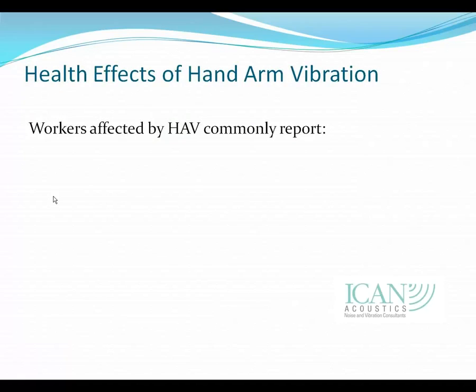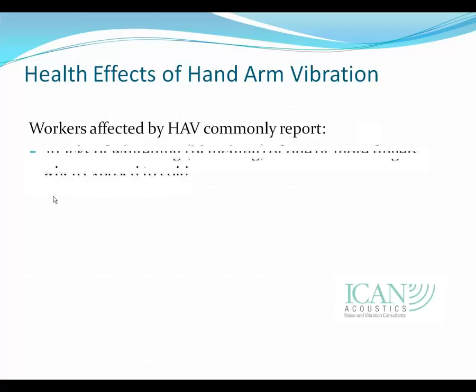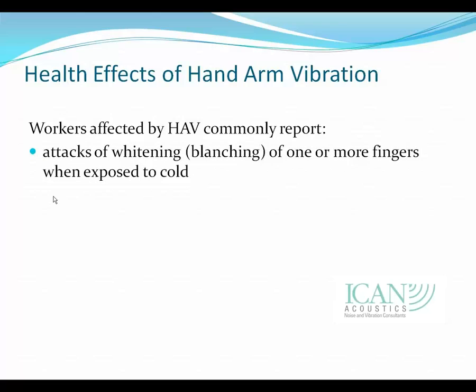So why are we concerned about hand-arm vibration? Well, workers that are affected by hand-arm vibration commonly report the following. They report attacks of whitening or blanching of one or more of the fingers when exposed to the cold. So this is an attack that comes on the hand. It's like a blanching effect, but they only start to notice it when the hand becomes cold.